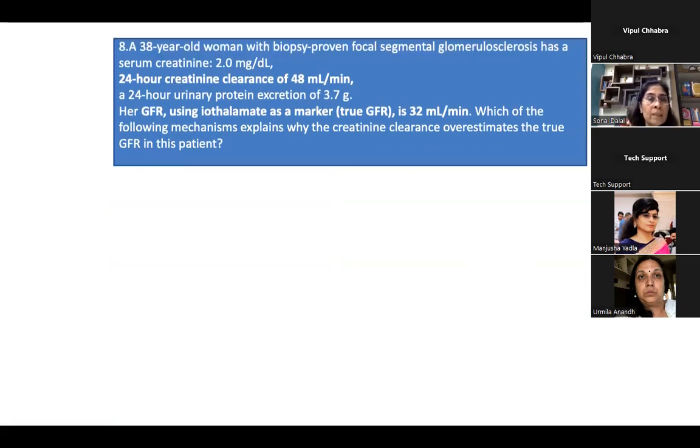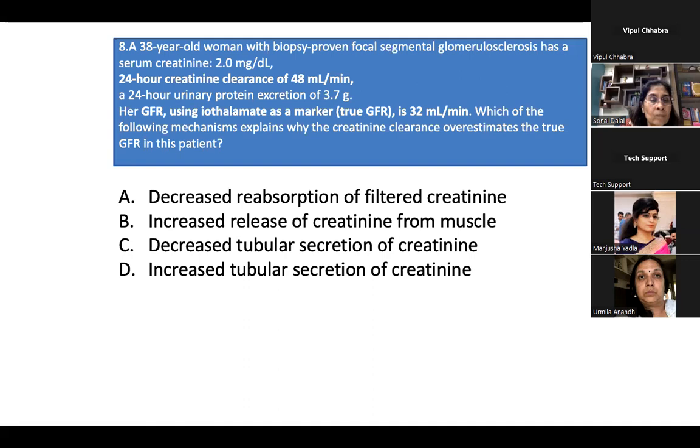Case number 8, a 38-year-old woman with biopsy-proven FSGS has a serum creatinine of 2.24-hour creatinine clearance is 48 ml per minute. 24-hour urinary protein excretion is 3.7 grams. Her GFR using iothalamate as a marker of true GFR is 32 ml. Which of the following mechanisms explains why the creatinine clearance overestimates the true GFR in this patient?